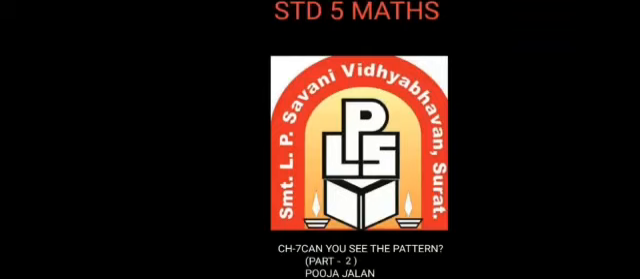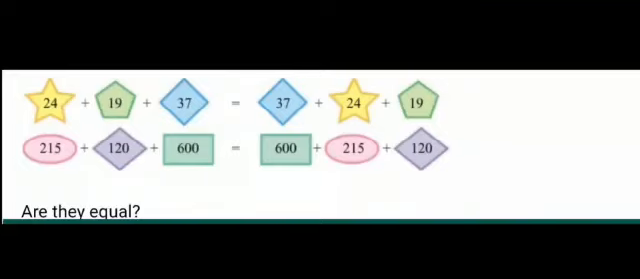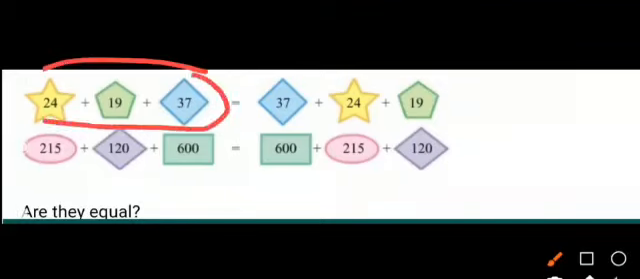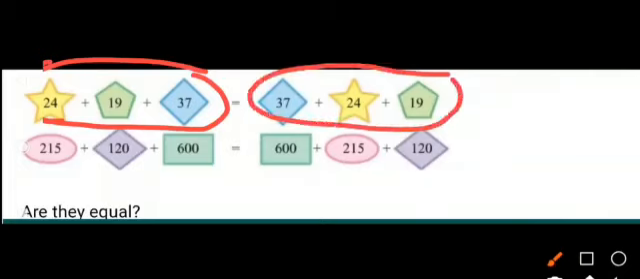Can you see the pattern? Here in this example, three numbers are given at the left hand side: 24, 19, 37, and the same numbers are given at the right hand side, but only their order is changed. So can we say that they are equal? Means, is left hand side equal to right hand side? So the answer is yes.